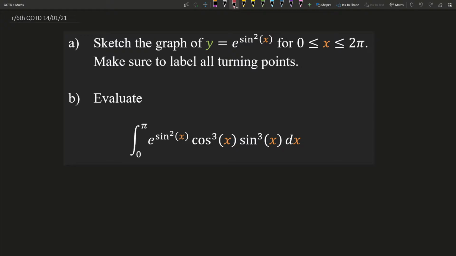Alright, a bit of a shorter question this time. We want to sketch the graph of e to the sine squared x for 0 to 2 pi, and then we want to evaluate the integral containing this, and also cos cubed x and sine cubed x.